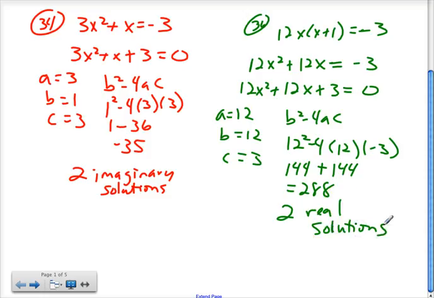So in both of these cases, we had to go ahead and get a 0 on one side. Did a little more work in number 36 than we did in number 34. But again, we just care that we're getting what we need here.